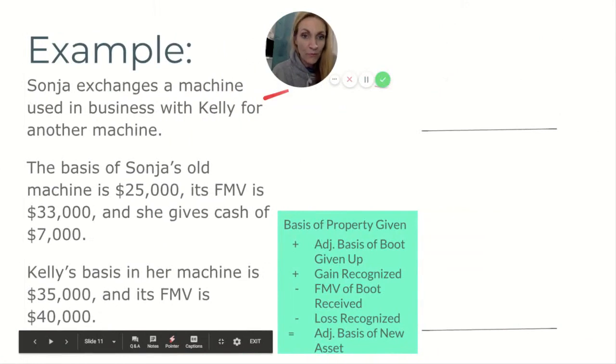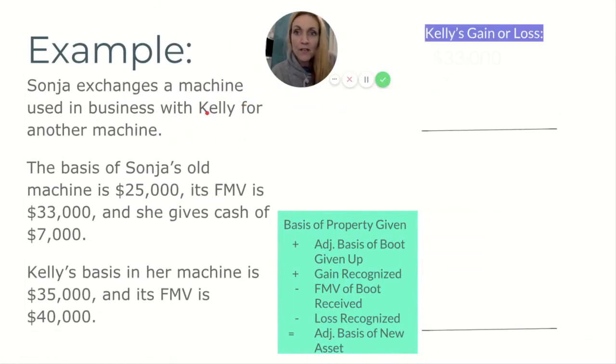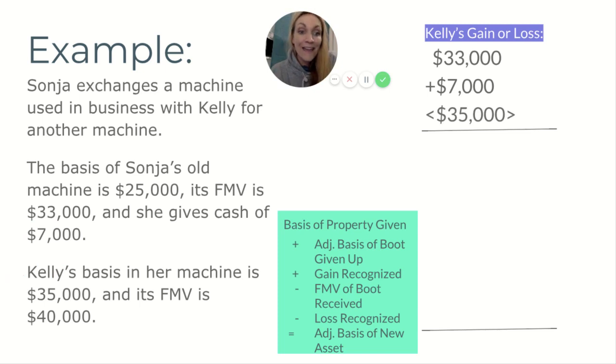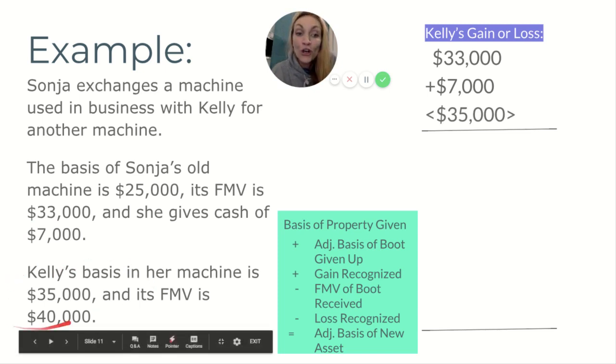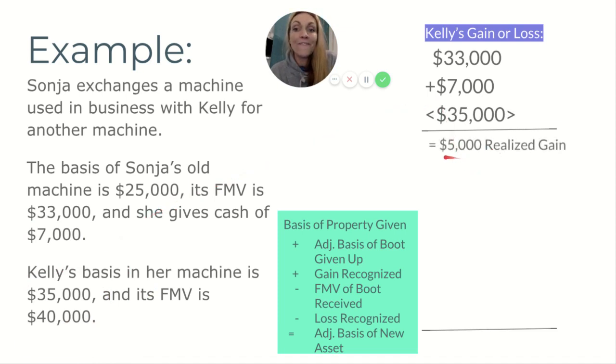For the next one, we'll do Kelly's side. So Kelly's gain or loss, what did she get? She got the fair market value of Sonja's asset. She also got $7,000 cash. We subtracted this on the giver's side. We add it on the receiver's side, and then she subtracts her basis. And that's going to equal a $5,000 realized gain.